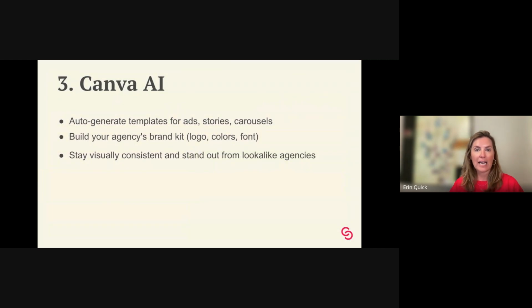So Canva AI is the third technology that I'm sure most of you have also dabbled in Canva in some respect, but Canva AI is kind of their supercharged platform. And you can auto-generate ads, stories, carousels. You can plug in your agency's brand information about your logos, your colors, your font, and it will help you stay super consistent with ads.